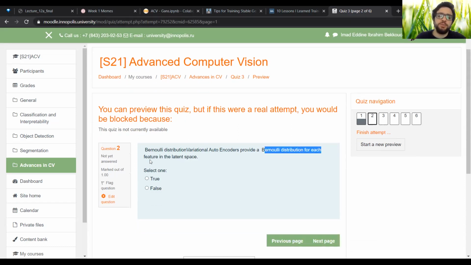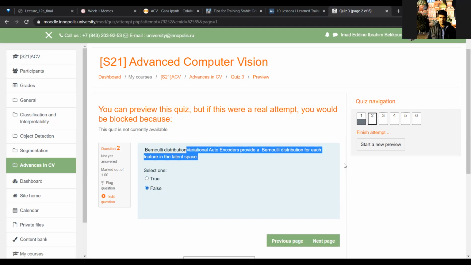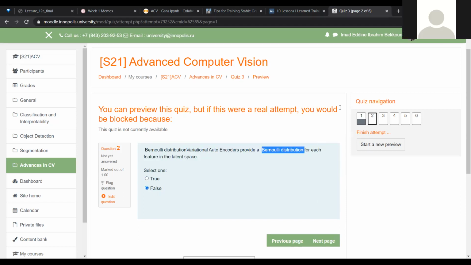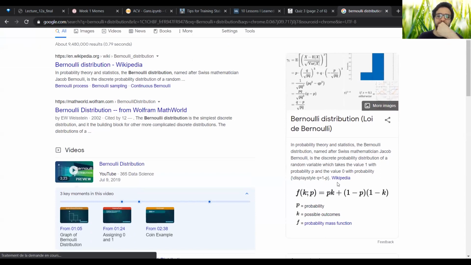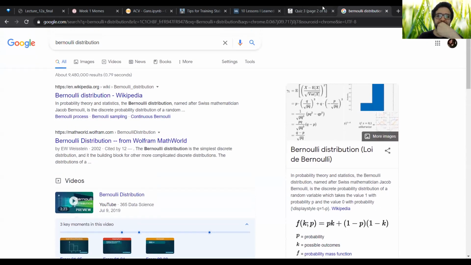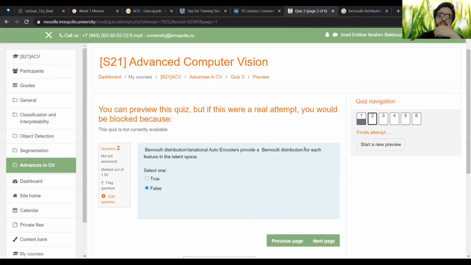Variational autoencoders provide a Bernoulli distribution for each feature in the latent space. Is that correct or not? False or true? False. Nice. That's not true. It looks like a Bernoulli distribution, but what are the parameters of a Bernoulli distribution? What do we do? We sample from the normal distribution, right? We don't sample from the Bernoulli distribution. So this was just a trick question, but I didn't think it would be a trick because I thought everybody knows that we're using the normal distribution, N, right? The parameters are the mean and the standard deviation.